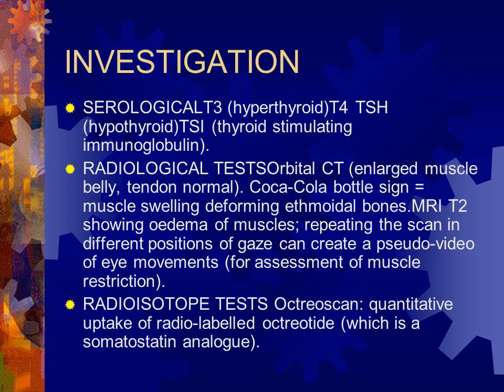Radiological tests: orbital CT shows enlarged muscle belly, tendon normal. Coca-Cola bottle sign equals muscle swelling deforming ethmoidal bones. MRI T2 showing edema of muscles. Repeating the scan in different positions of gaze can create a pseudo video of eye movements, for assessment of muscle restriction.